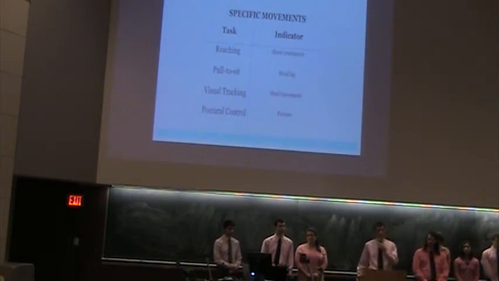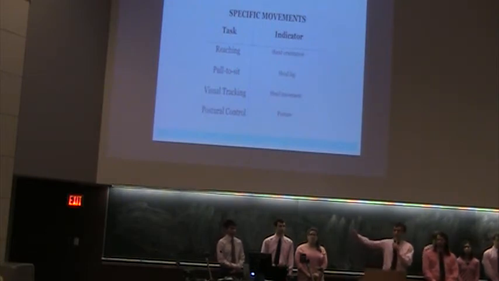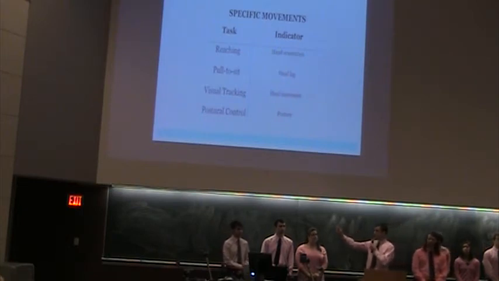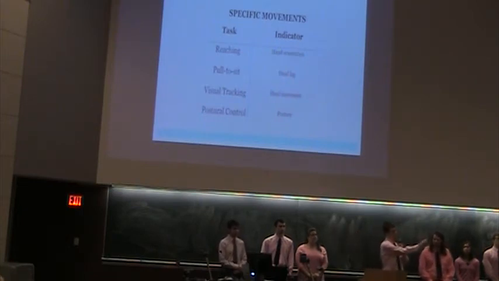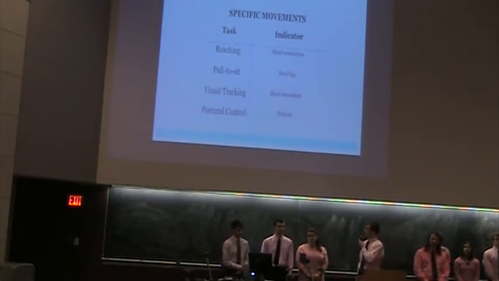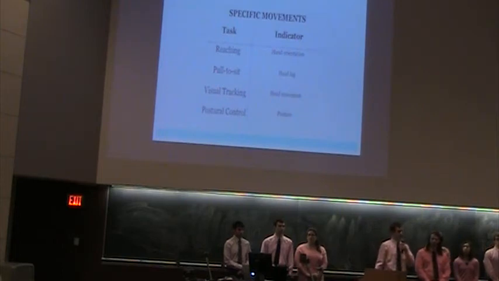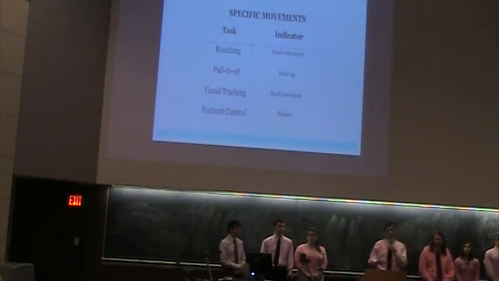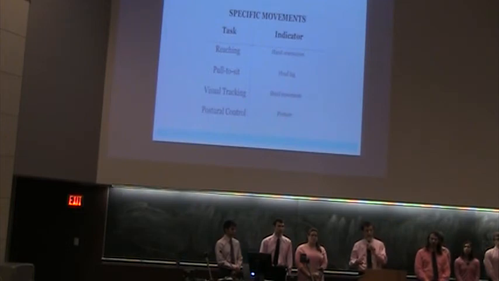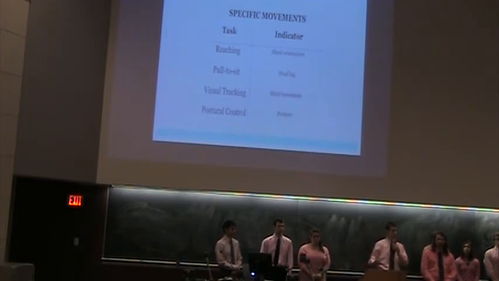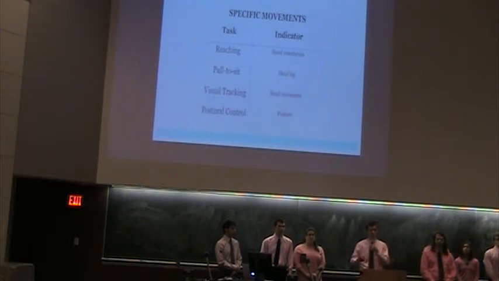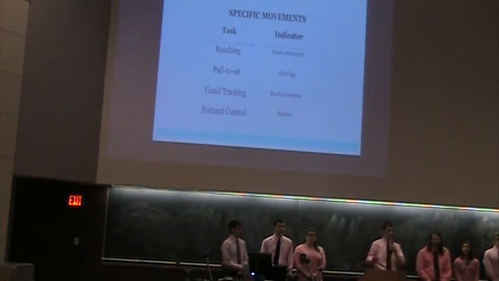In the visual tracking task, we'll be moving an object from the infant's periphery across the body to the opposite side and tracking the head movement. And finally, the postural control task consists of presenting the infant with 2 identical looking toys of varying masses and measuring the stability of balance and posture that the infant maintains when playing with the toys of different masses.